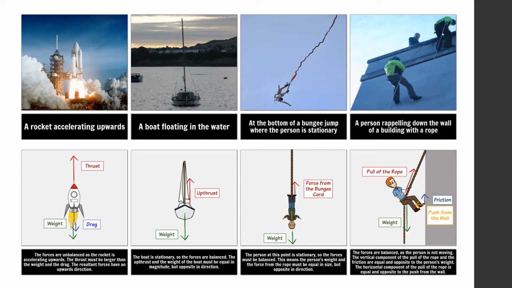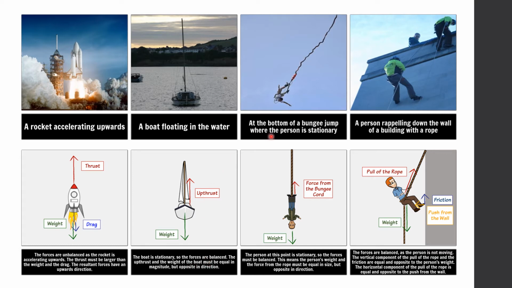Here are some examples showing you the free body diagrams of some objects in motion and not in motion. For example, this is a rocket accelerating upwards. So in this diagram, the force going up is the thrust, and the force pulling it downwards is the drag together with its weight. The second example is a boat floating in the water, so it is experiencing buoyant force, pushing it upward, and its weight pulling it downwards.